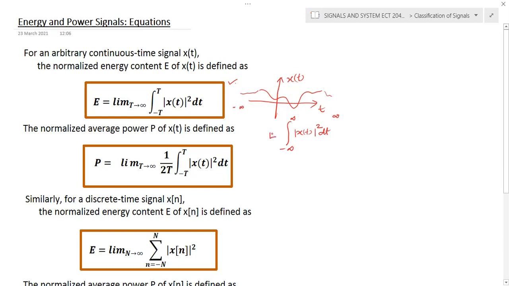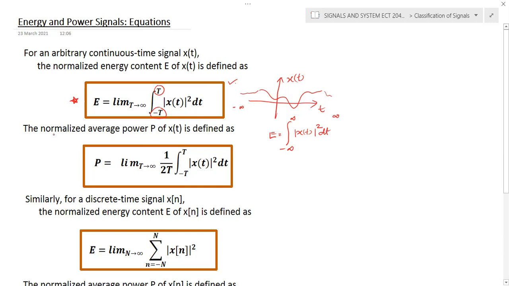The same equation I can modify like this. Instead of writing minus infinity to infinity, I can write it from minus t to t, where t is tending to infinity. Either I can use this particular formula, or I can directly use the formula integral minus infinity to infinity modulus of x of t the whole square dt. Always remember that we need to take the modulus value and there is a square.